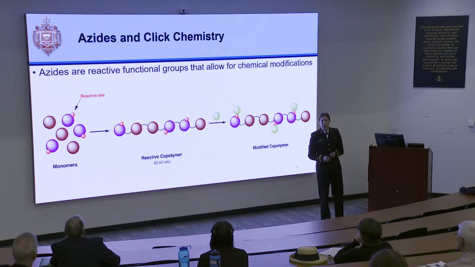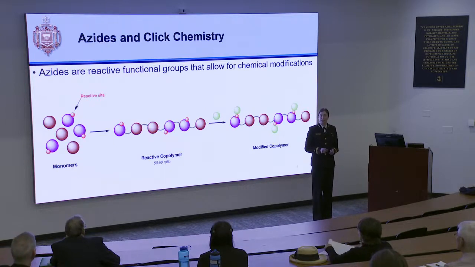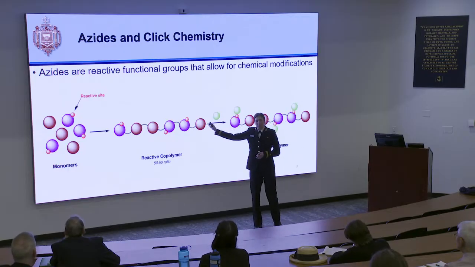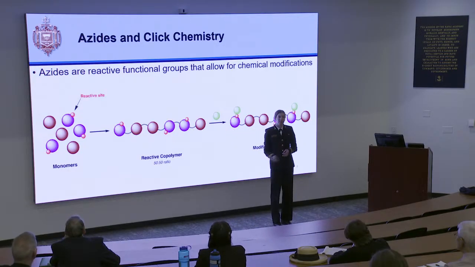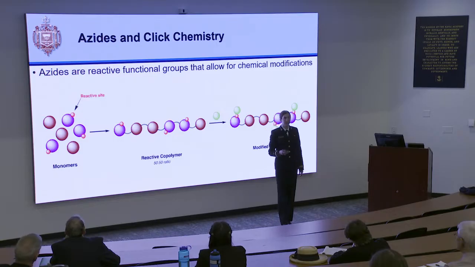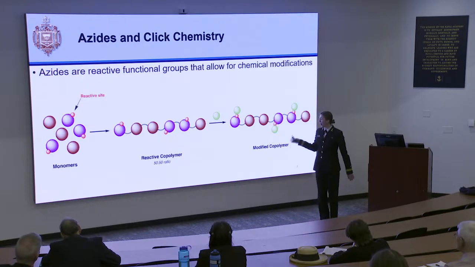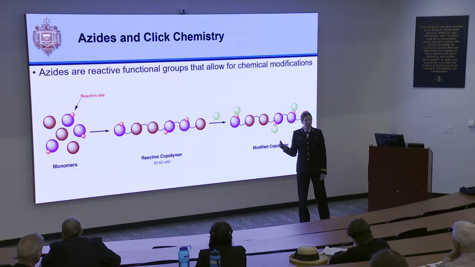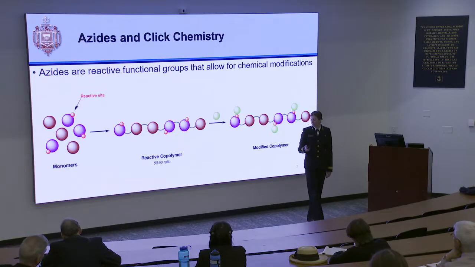What is novel about our polymer is that it has an azide functional group, which is represented by this little red dot. The azide functional group allows for the polymer to undergo a secondary reaction in order to create a modified copolymer. This reaction is called click chemistry, and it's fast, efficient, and has little to no side products.